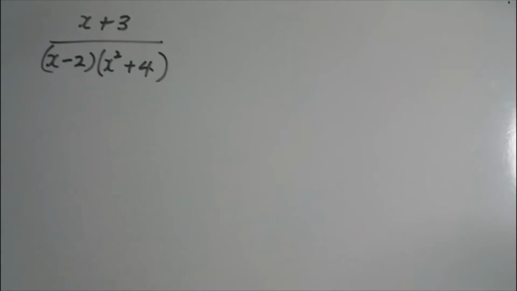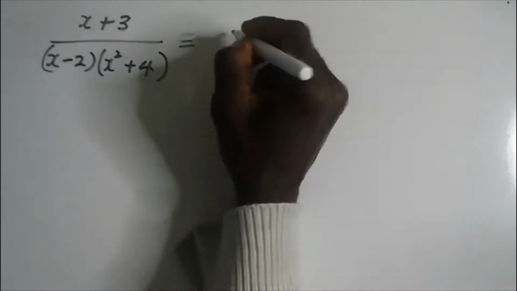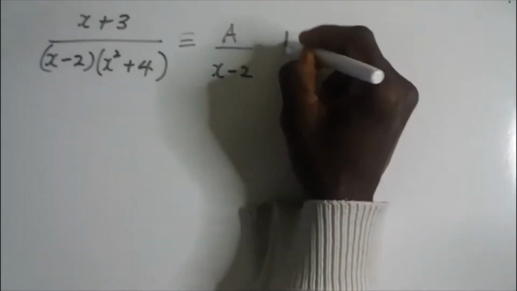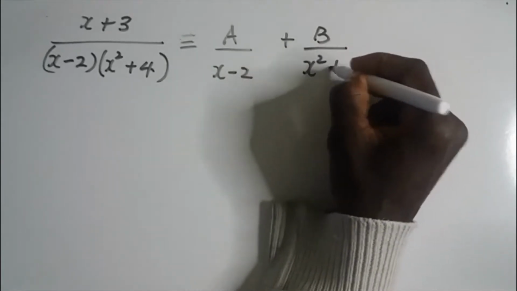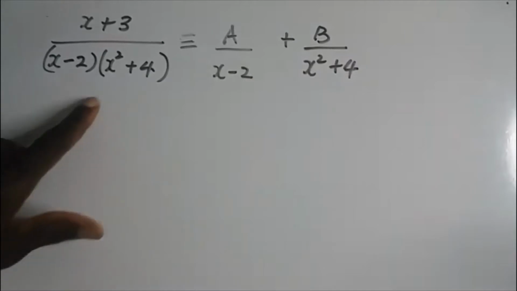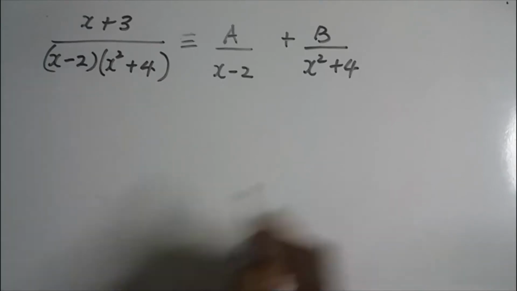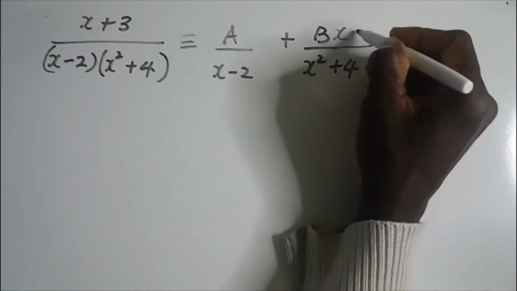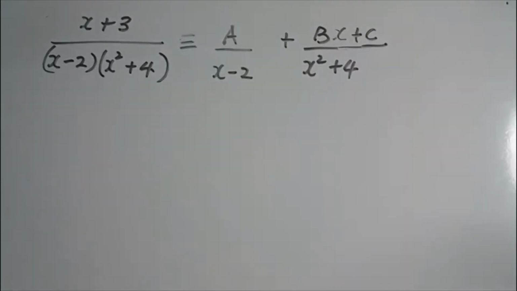Here's another example of a partial fraction. First we write the equivalent in terms of constants. That's A over x minus 2 add B over x squared add 4. Now if we look at this denominator, we have this term x squared. So instead of having just a single term B as our constant, it actually implies that we should have Bx add C as our constant, or two constants in fact.